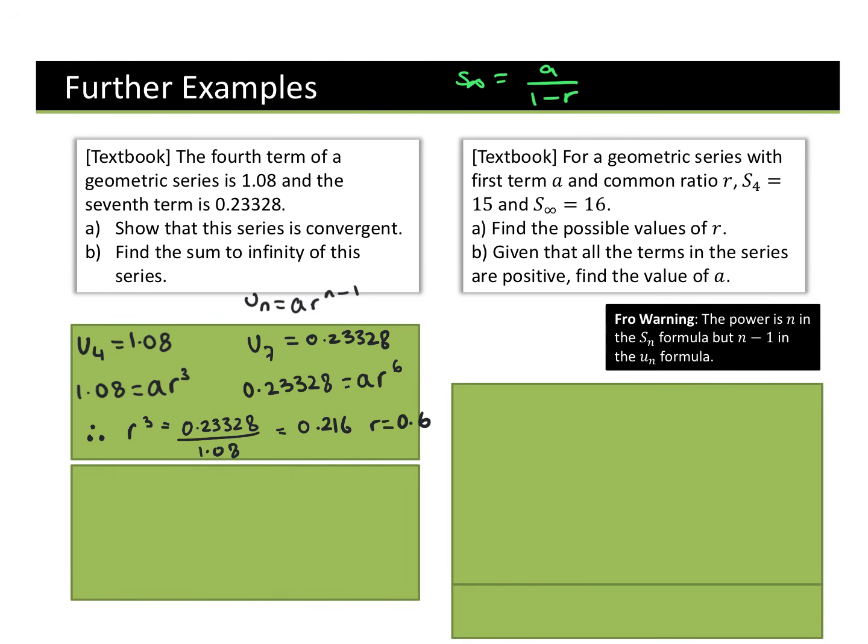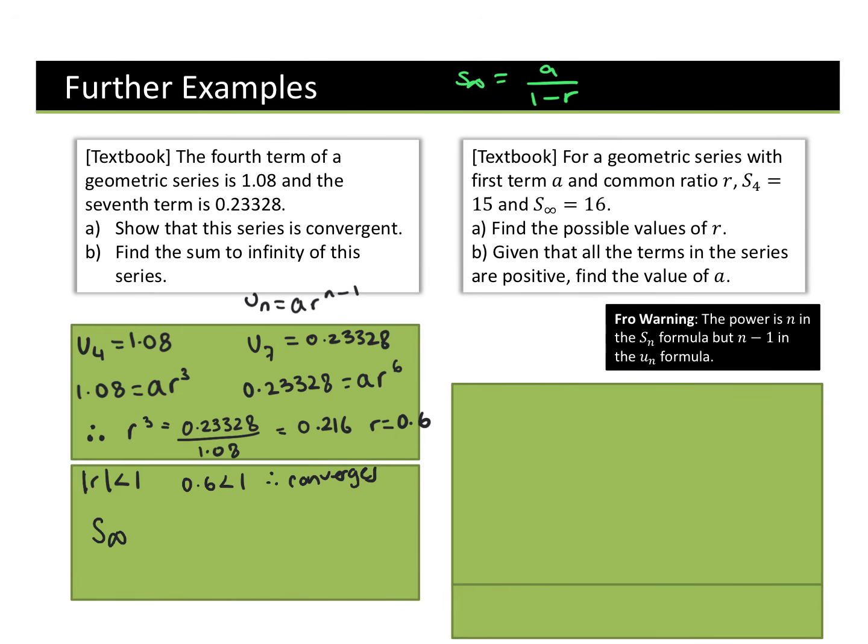It now says find the sum to infinity of this series. Now, to find the sum to infinity, we need to know if it converges. It converges if the modulus of r is less than 1. Okay, now remember what we said about this modulus means we take the positive value of whatever r is. If this is less than 1, okay, remember, so r's got to be in between -1 and 1. r is 0.6. 0.6 is less than 1, therefore converges. If it converges, we can use the sum to infinity.